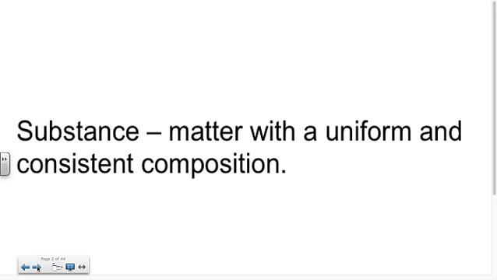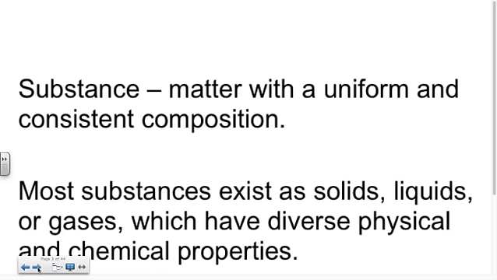We defined a substance earlier in the year as matter that has a uniform and consistent composition, which means it's the same stuff in the same proportions no matter where you find it. And most substances in the universe exist in one of three main states: solids, liquids, and gases, which we'll discuss in more detail later. And they have different physical and chemical properties for the same substances depending on what state you're in.